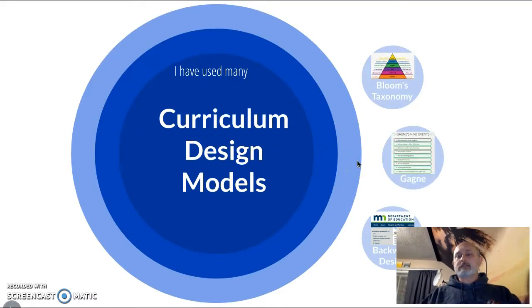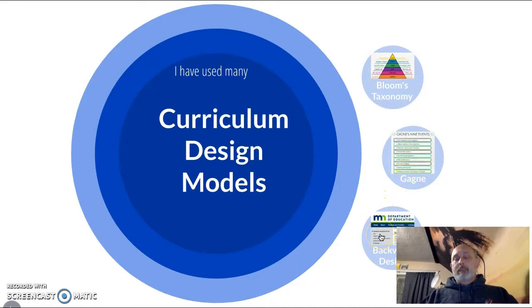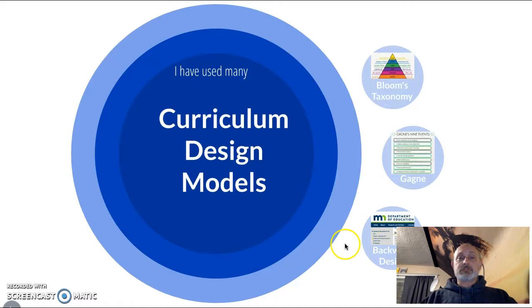Gagne was also a big part of my education program, and I have used the 9 events. I have also found out that I've been using backward design a lot. I just didn't know it was called backward design when it came to using standards, content standards, to design a curriculum.